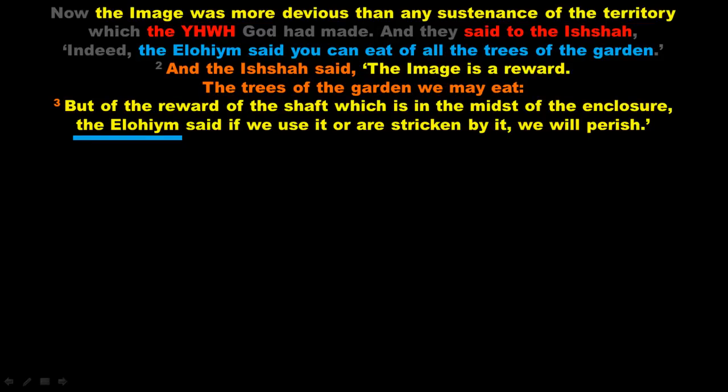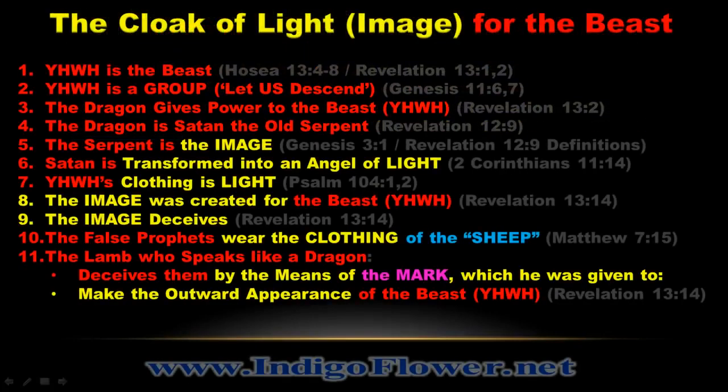So it's also unclear so far whether the serpent is talking to the Isha or if the Yahweh are talking to the Isha, but this is clarified in Revelation 12 and 13. In our examination of those chapters, we were given some basic facts about the image. First, we were told explicitly that Yahweh is the beast with 7 heads and 10 horns. Second, that the Yahweh is a group. Third, the dragon gives the power to the beast Yahweh. And fourth, the dragon is the serpent. So this tells us that the serpent is giving power to the Yahweh.